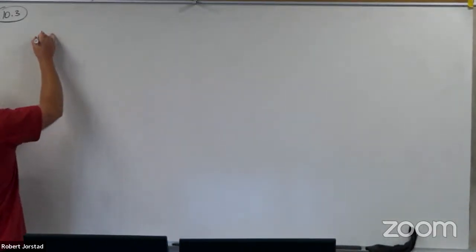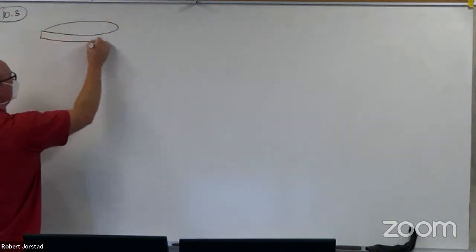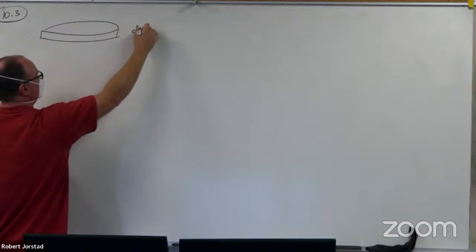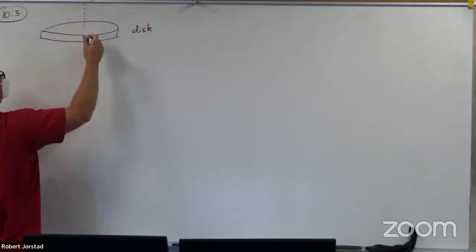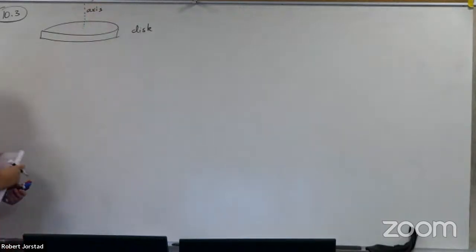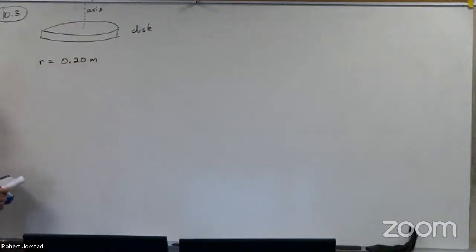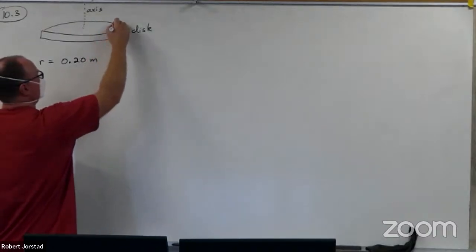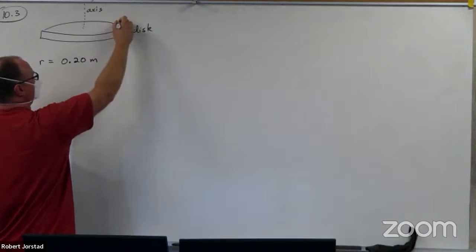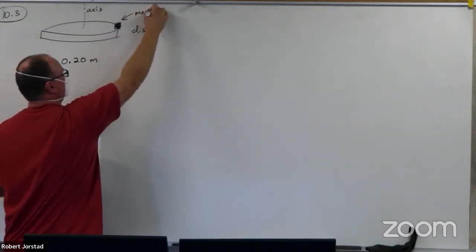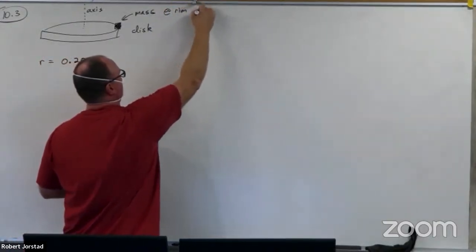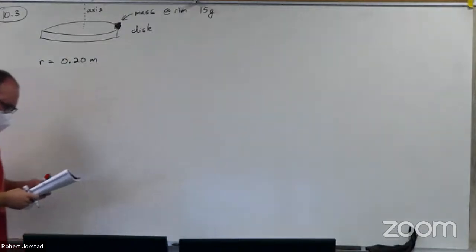We have a flywheel, basically a disc. It's going to rotate about this axis here, right in the center. The radius is 0.20 meters. Looks like we're not caring about sig figs. That's fine with me. We've got this mass that's attached here with some super glue or something. And it's 15 grams. Again, not caring about sig figs.